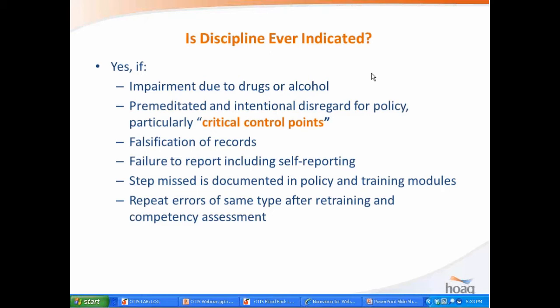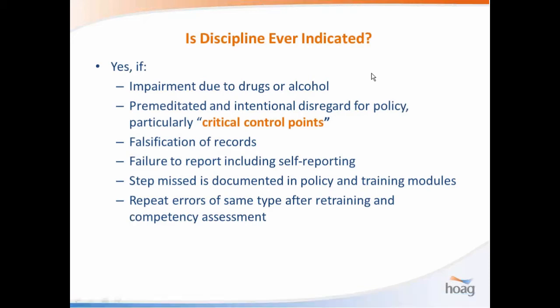Certainly at some point, with repeat errors of the same type after attempts at retraining and competency assessment, you're going to have to say, we've done everything we can. You've had 3 of these. We've retrained you 3 times. You've shown us you were competent, but this error happened again. And so at that point, it may rise to the level of discipline.